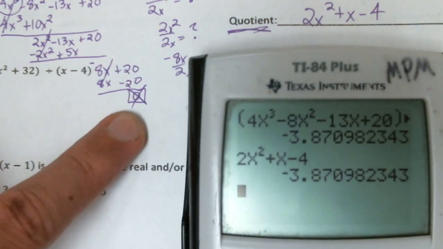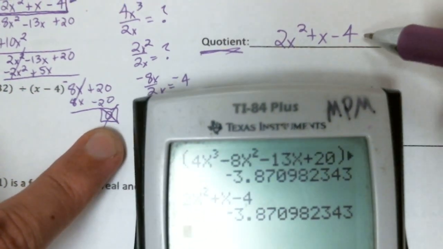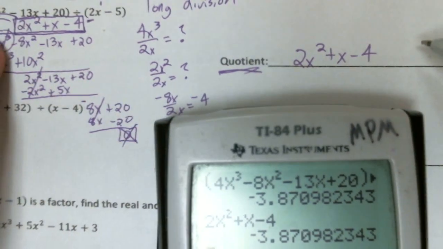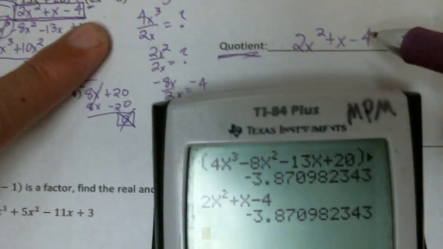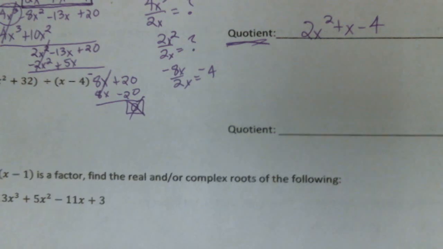Now, again, if this had been a remainder, then if I'm checking this with my calculator, I actually would need to add on this remainder to make sure that this divided by this gives me the quotient plus the remainder. In this case, it doesn't matter because the remainder is 0.